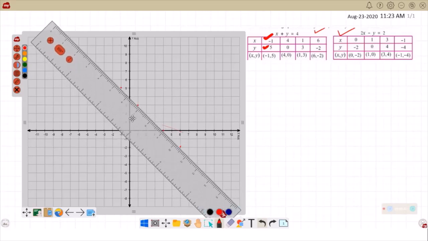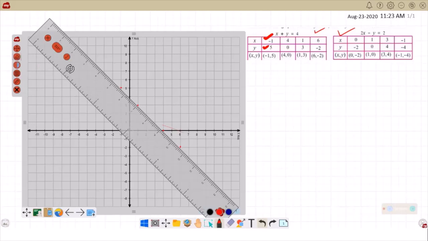Okay, the ruler can be placed like this. Then we have to draw a line through these points. If there is a small issue, it is because I have not placed it properly. Anyway, it is almost correct, I think, but I will just push the ruler.